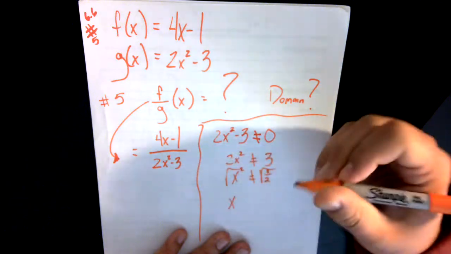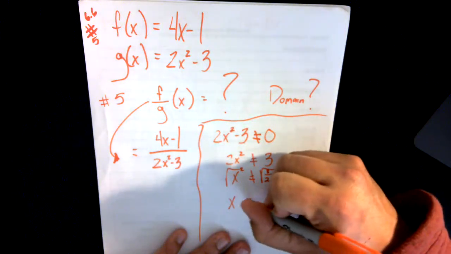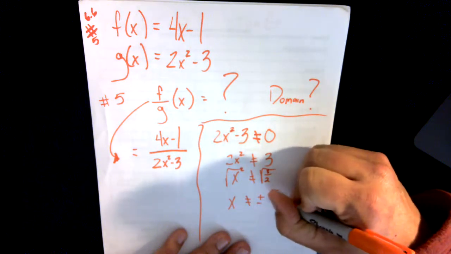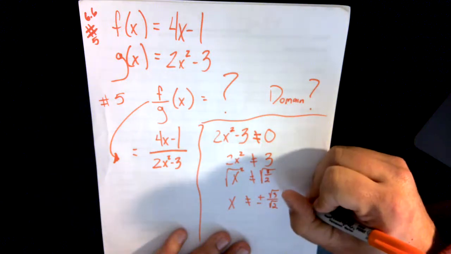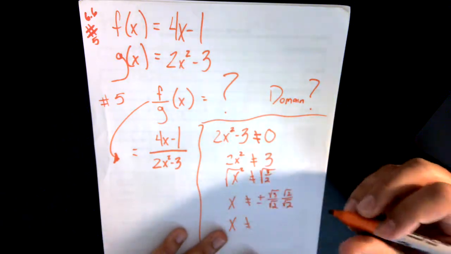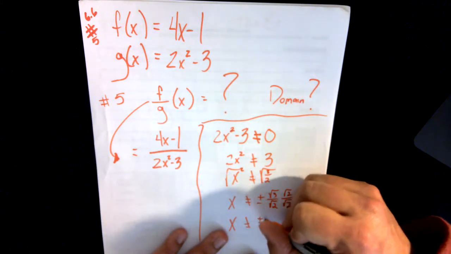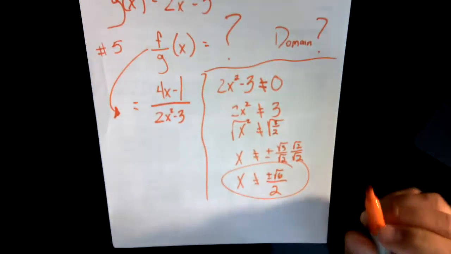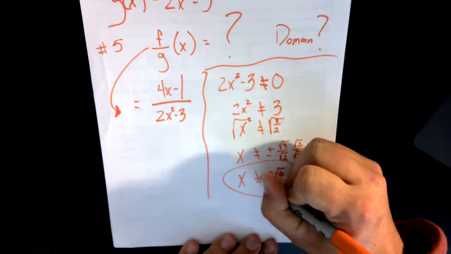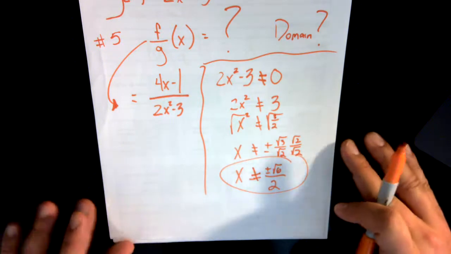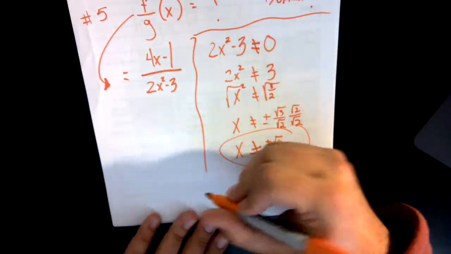And x cannot be plus or minus radical 3 over radical 2. So multiply those by radical 2 over 2, and you get x is not allowed to be plus or minus radical 6 over 2. So your domain you might write as that. I would allow you to write it like that because I'm kind of ghetto that way. But I think a better teacher might ask you to write it like this.